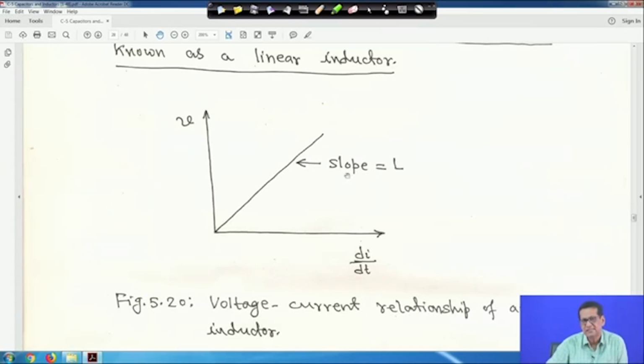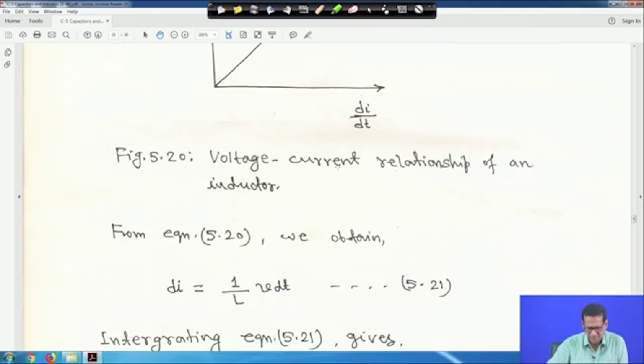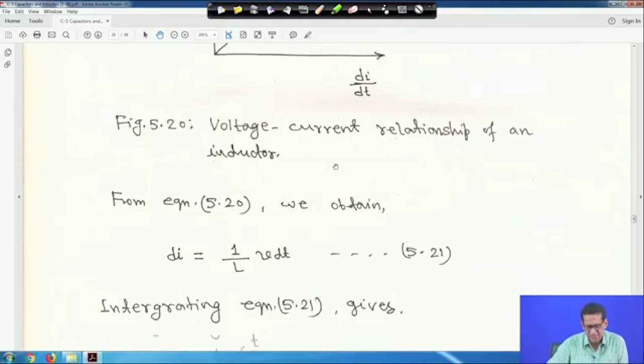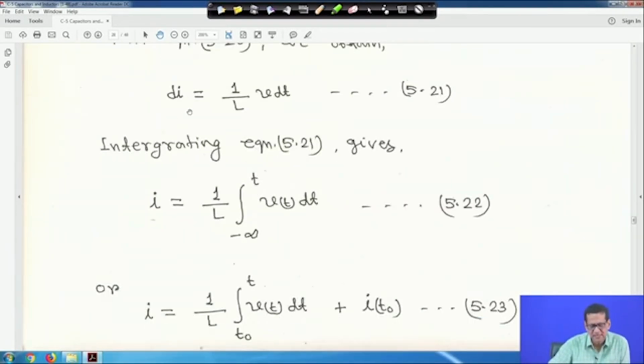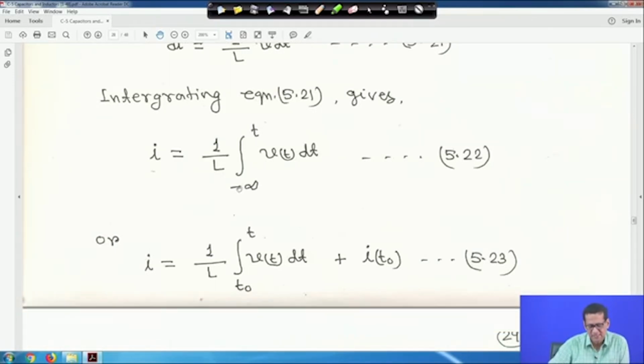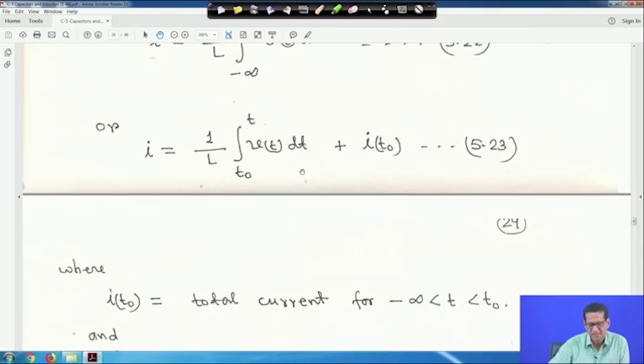So, this is the voltage-current relationship, simple as it is. Now, if V is equal to L into di by dt, then we can write di is equal to 1 upon L V dt. This is equation 21. Now, if we integrate, I is equal to 1 upon L, integral from minus infinity to t of V dt, where V is a function of t. This is equation 22.